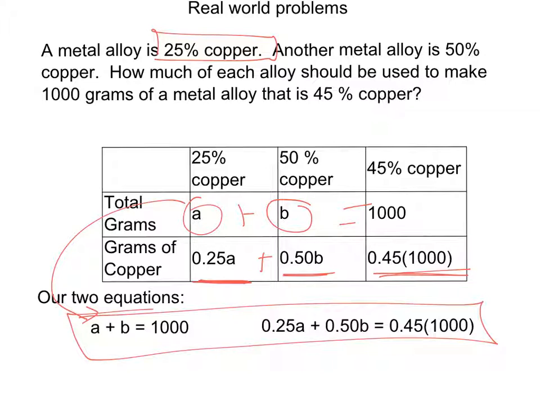I know that can be a stretch. Do the best you can on the assignment as you work through problems like that. So here we are. We've got our two. I would probably just simply solve for the top one and go A equals 1,000 minus B.